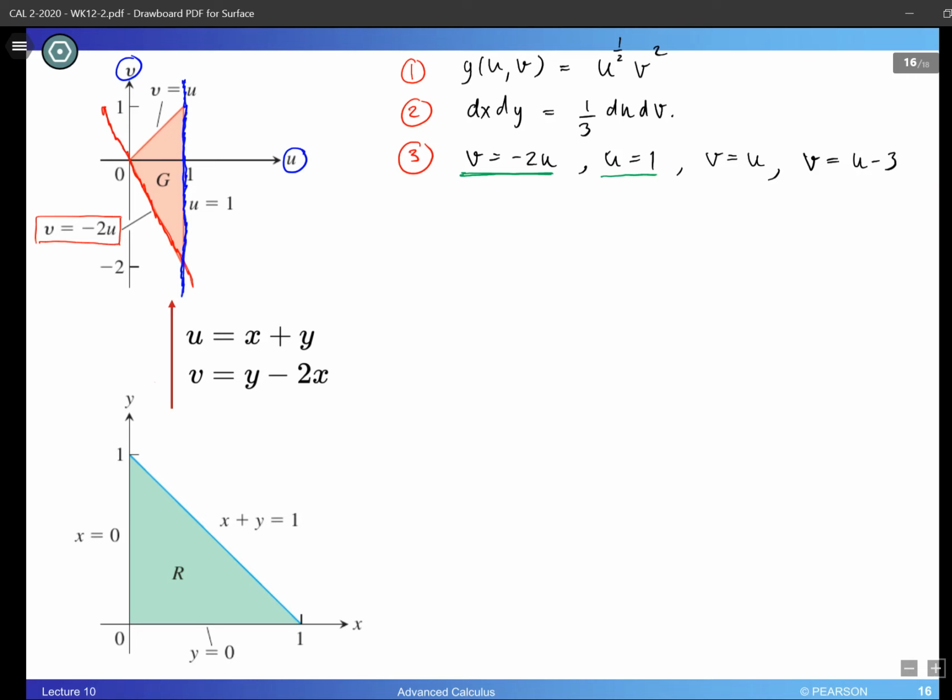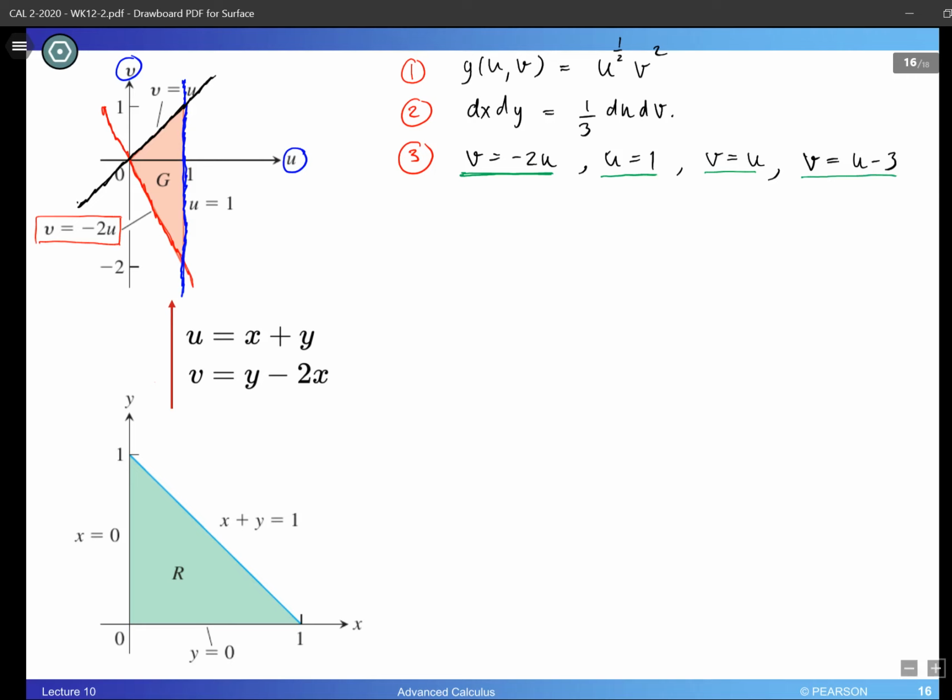Alright, now let's move to the next one. v equal to u. And this is just simple, y equal to x. So we get this line right here, y equal to x, v equal to u. Okay, straight line, slope of 1. And the last one, right here, v equal to u minus 3. This is a straight line with a slope of 1 that crosses the v axis at minus 3.